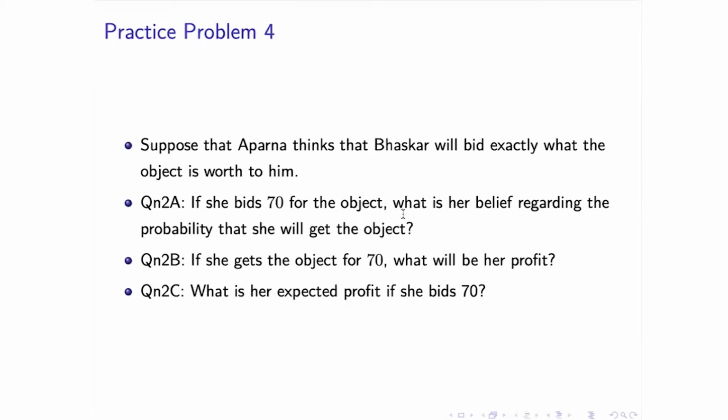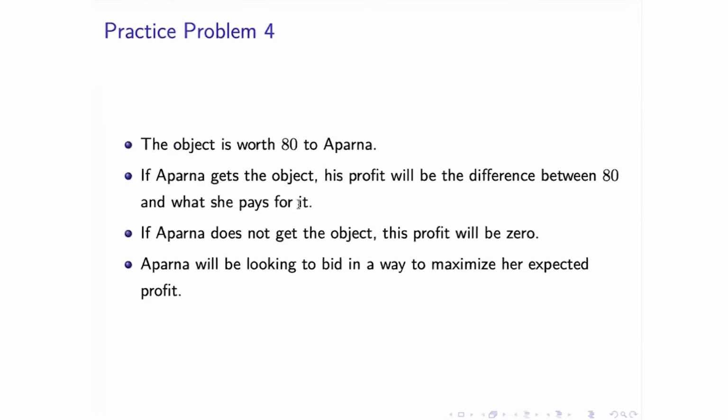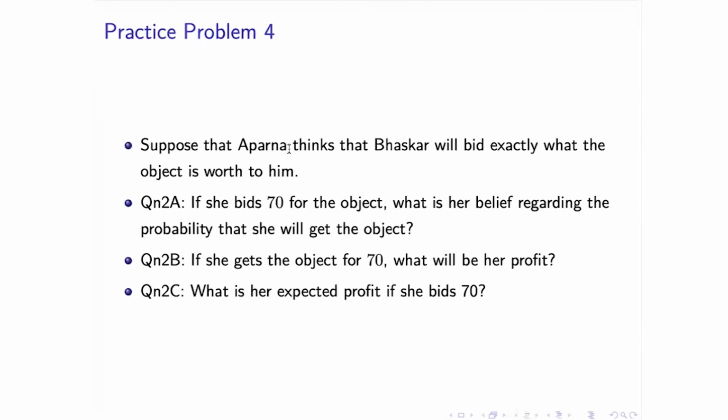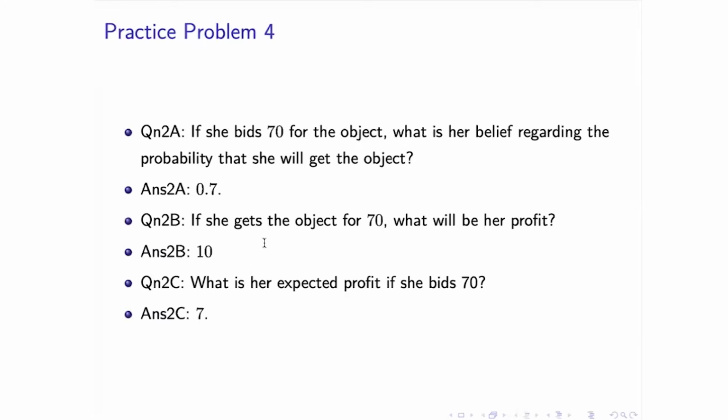So if she gets the object for 70, what is the profit? Remember, Aparna valued the object at 80. So if she gets it for 70, then her profit is equal to 10. And what is her expected profit if she bids 70?